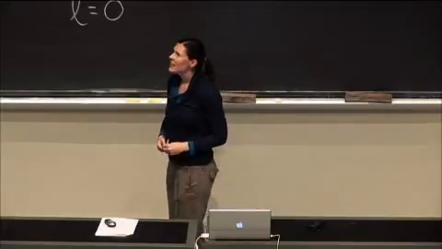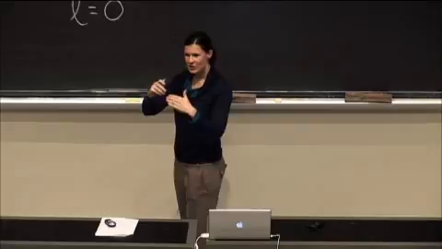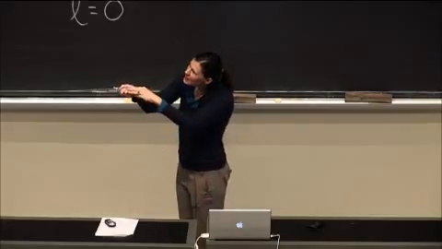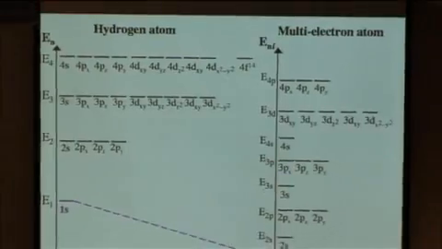So let's take a look here at an example of an energy diagram for the hydrogen atom. And we can also look at an energy diagram for a multi-electron atom. This is just a generic one, so I haven't actually listed energy numbers, but I want you to see the trend. For example, if you look at the 1s orbital, you can see that it is lower in the case of the multi-electron atom than it is for the hydrogen atom. You see the same thing regardless of which orbital you're looking at.